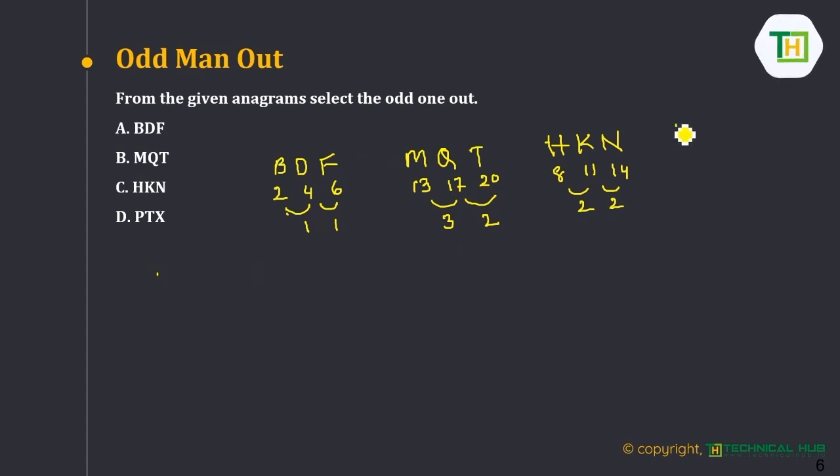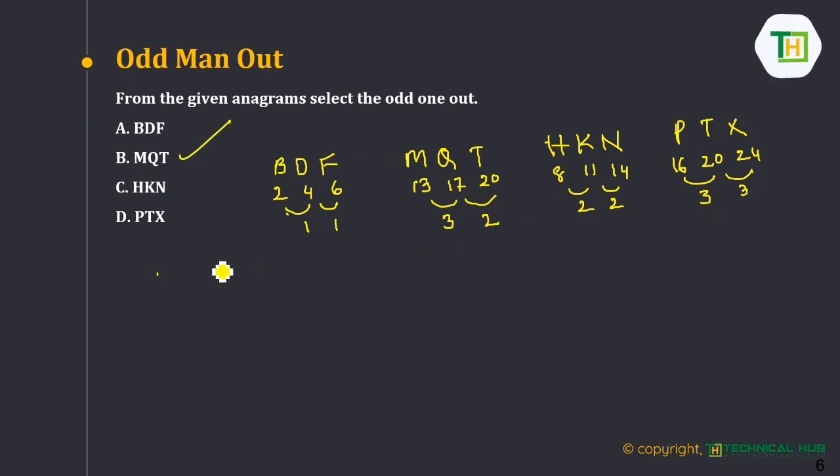Coming to last option, P, T, X. P is 16, T is 20, X is 24. Difference is 3, here also difference is 3. You take here the difference or gap rule. Using the gap rule, if you observe the options, A, C, D are following the same pattern, and option B is different from the remaining options. So option B is the right answer.